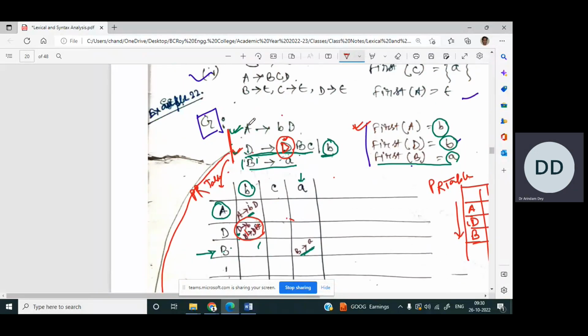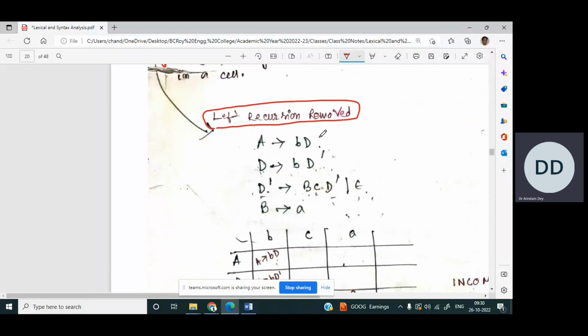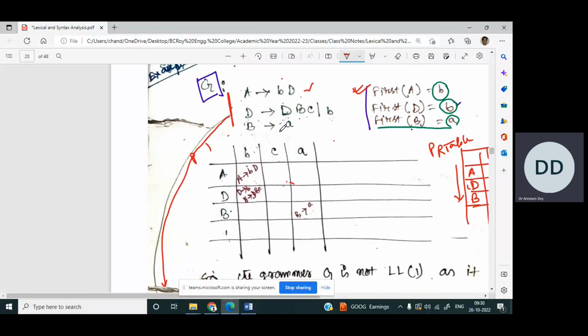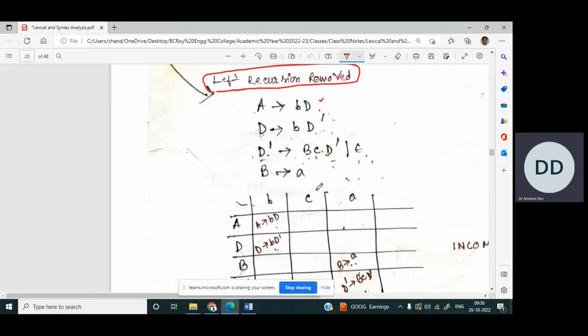The first production was A to BD. Let me erase this segment so that you can check it. The first production was A to BD. This A to BD again comes here, and you know the rule of how to remove the left recursion. The same rules are applied over here to remove the left recursion in D to DBC. So D to BD dash and D dash to BCD dash or epsilon.